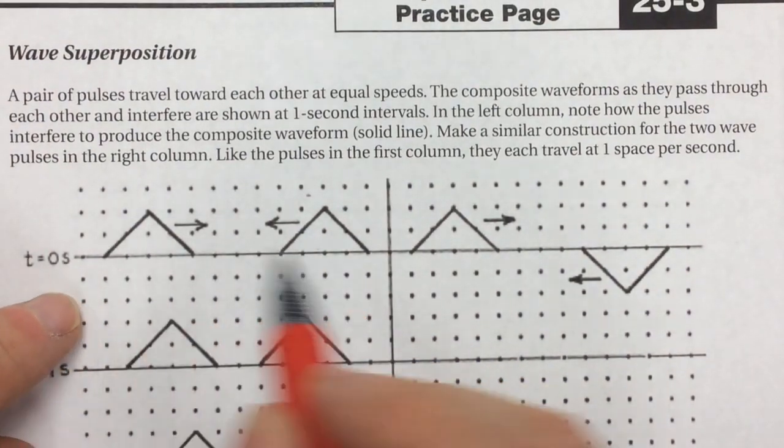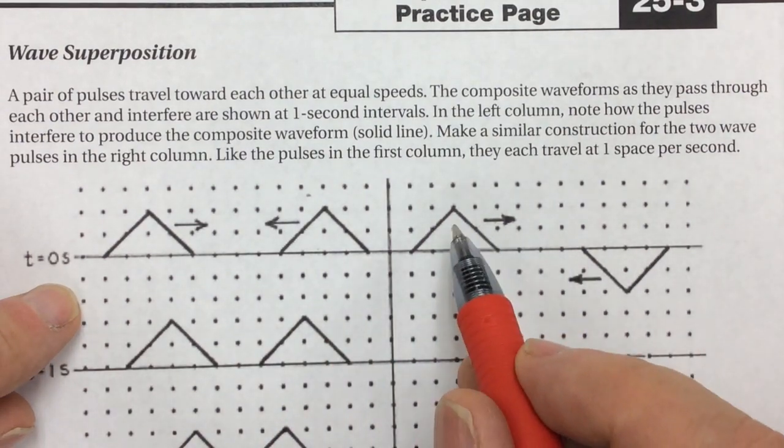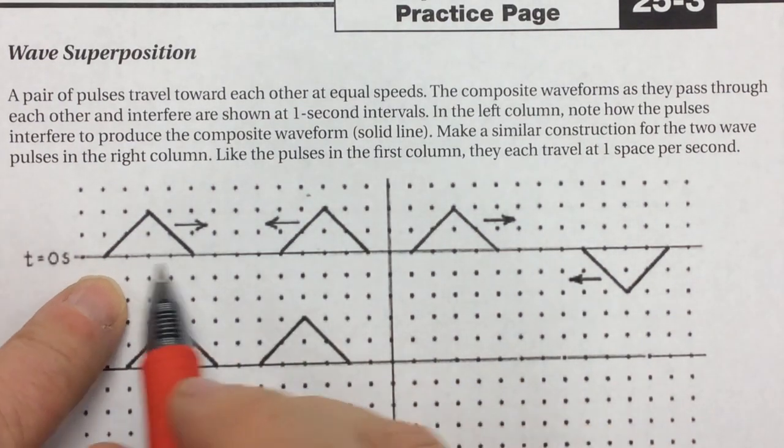So on the left, I've got two waves, and they're going to show me what's going to happen. And then on the right, I've got a wave where I've got one coming up and one coming down, and they're asking me to make some guesses of what's going to happen. So let's look here on the left.